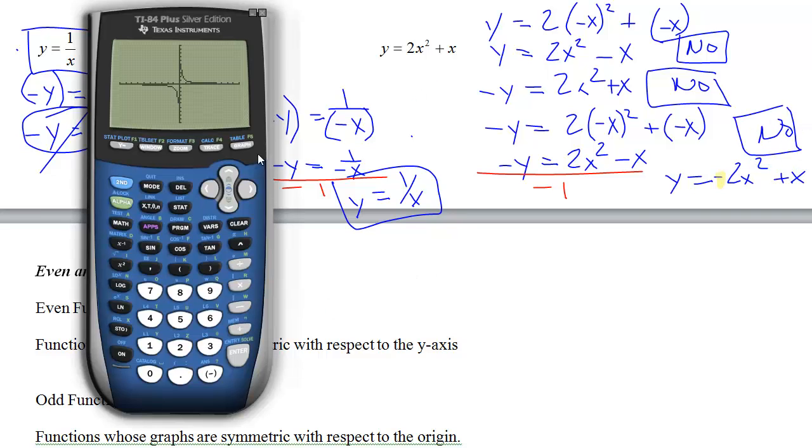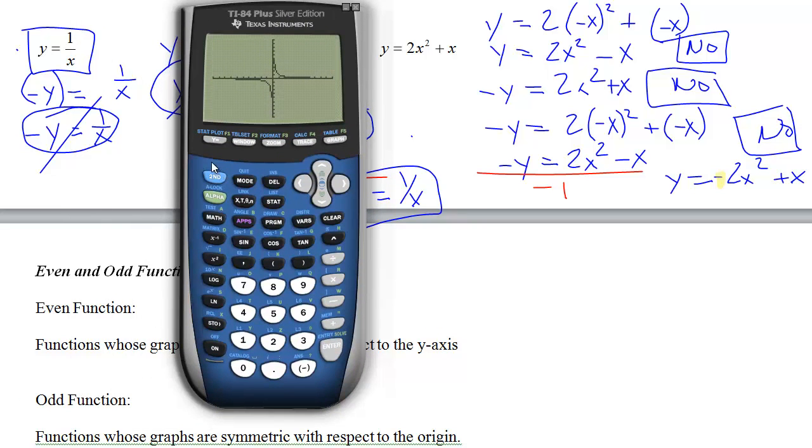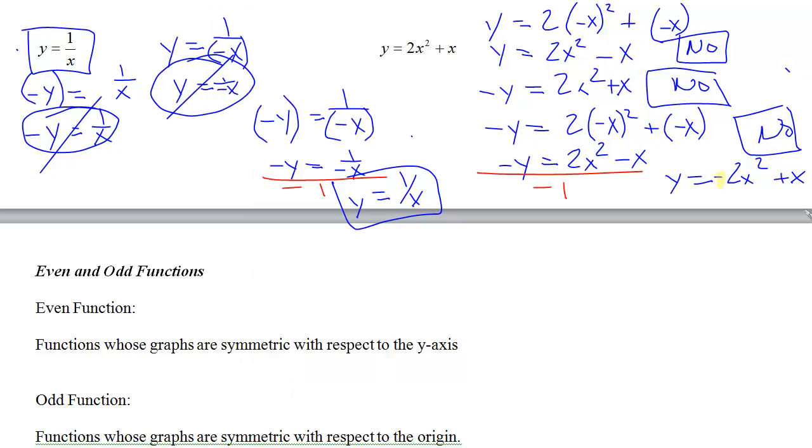And again, we'll verify that in a graph. So 2x squared plus x. And we see what's happened because of this is actually shifted over slightly to the left. And so that is no longer symmetric about the y-axis. Otherwise, traditionally a quadratic would be. So that one has no symmetry. And we verify that algebraically.